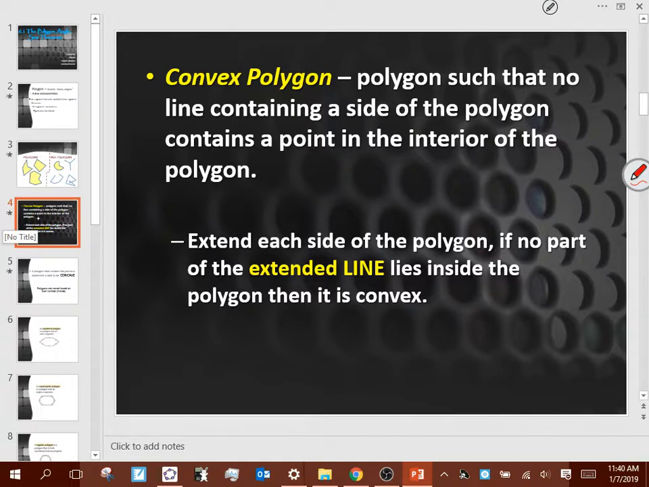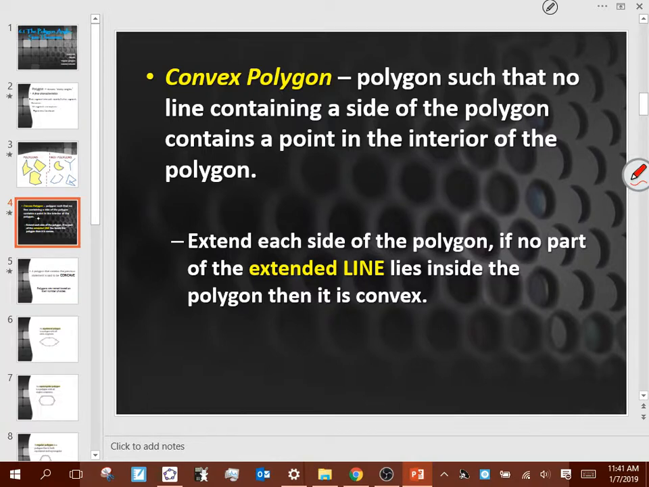But the definition, and this is the way we set definitions up at the beginning of the year, has to be written so that absolutely no counterexample exists, so nothing accidentally gets classified as convex that really isn't convex. Does that make sense? Okay. So I don't want to write a definition that might misclassify something. So a convex polygon is a polygon such that no line containing a side of the polygon contains a point in the interior of the polygon.